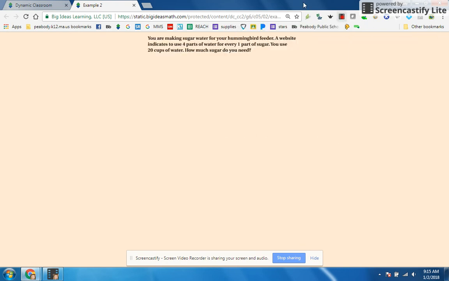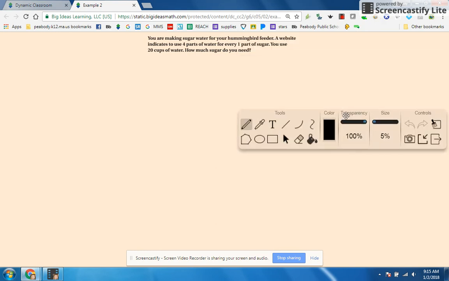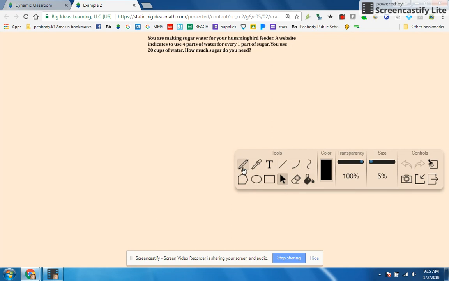All right, so I'm going to have you try this one. I'm not sure why it's so itty-bitty, but let me try and get you started here. It says, you are making sugar water for your hummingbird feeder. A website indicates to use 4 parts of water for every 1 part of sugar. You use 20 cups of water. How much sugar do you need? So I'll help you out, but I want you to finish the rest.